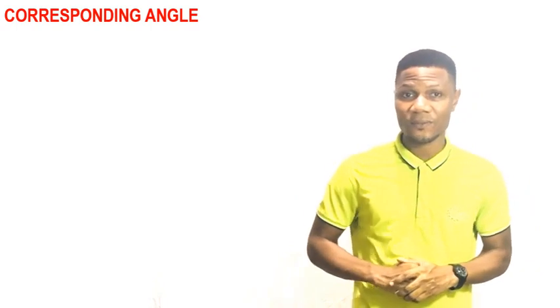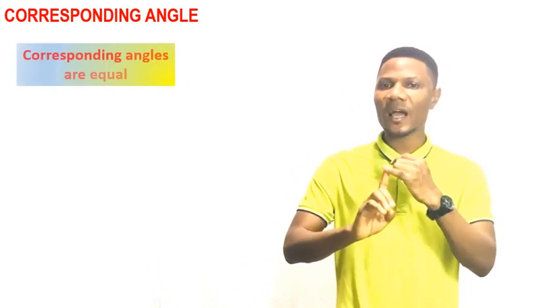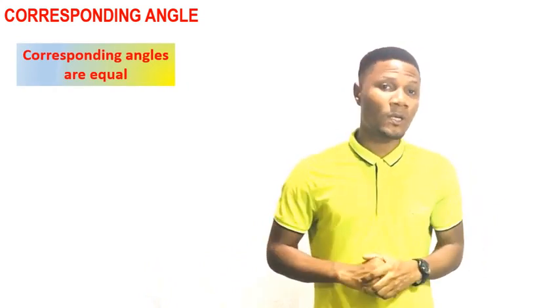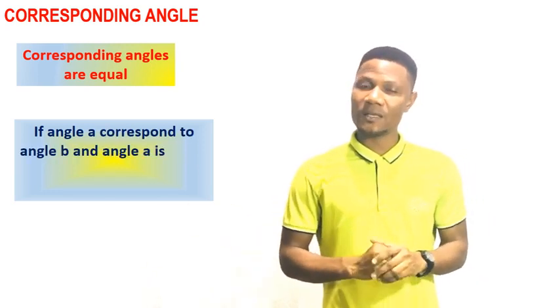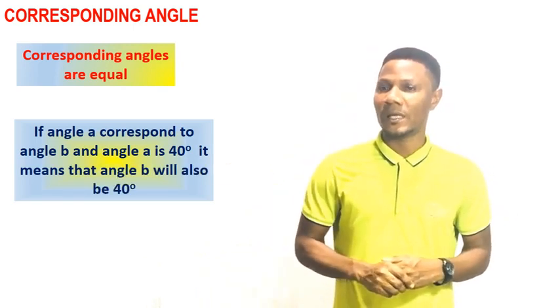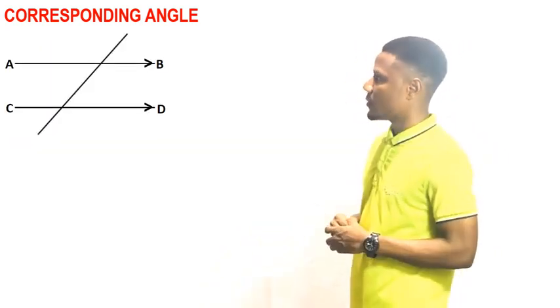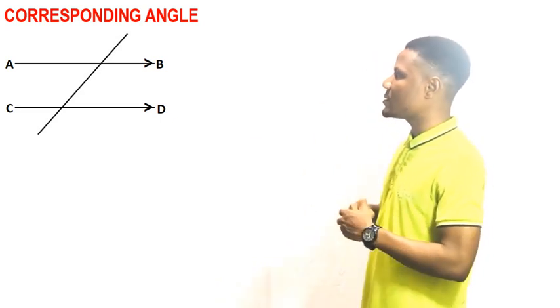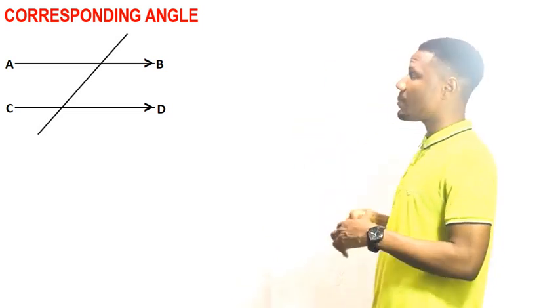Just follow me. The first type of angle we are considering here is a corresponding angle. You need to understand that corresponding angles are equal. In other words, if angle A corresponds to angle B, and angle A is maybe 40 degrees, what it means is that angle B will also be what? 40 degrees. Okay, you understand better. Let's have this diagram. This is a diagram having two parallel lines, line AB and line CD, and there is a transversal cutting through the parallel lines.